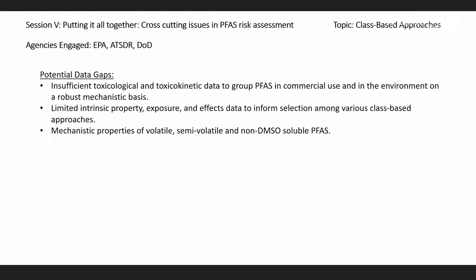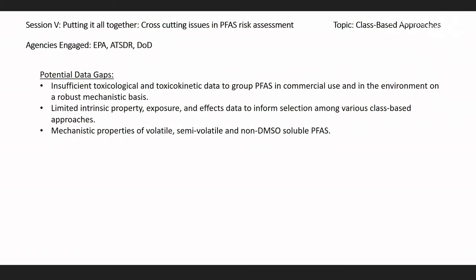Lastly, potential data gaps. And I think there's a lot of them. Even though there's only three bullets here, it's a pretty large set of data gaps. I think it's fair to say that there is really insufficient toxicological as well as toxicokinetic data to group these PFAS that are currently in commercial use and in the environment on a robust mechanistic basis, right? And I think we're trying to address some of that, but even after that previous slide, that's still going to remain.